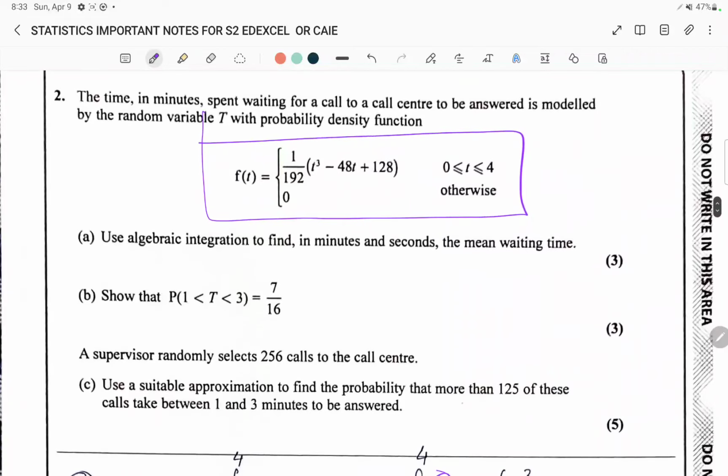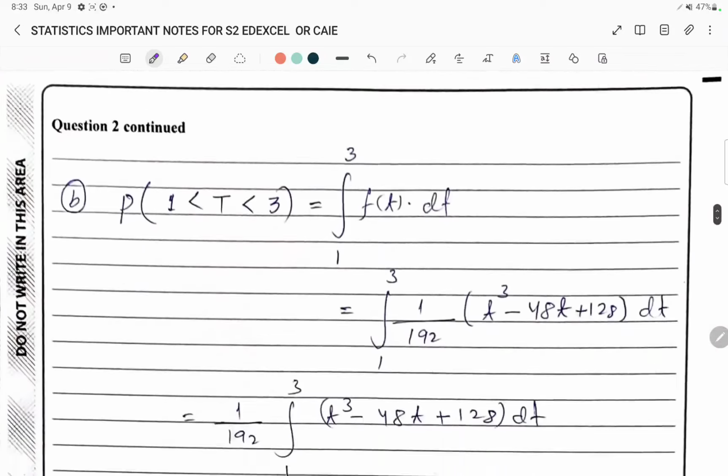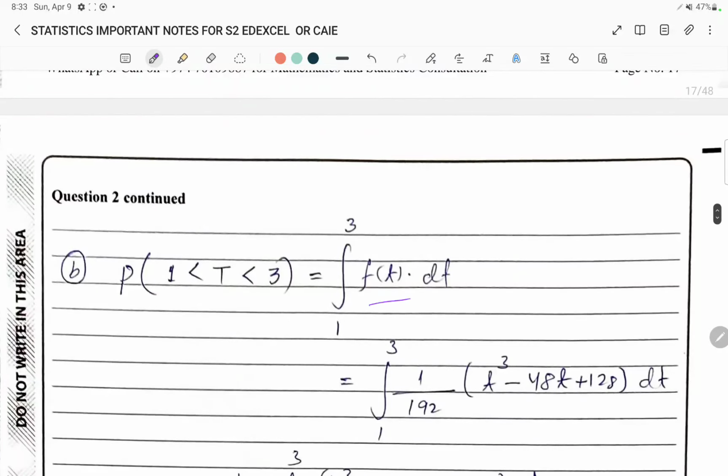Now the next question says, show that the probability of 1 to 3 is 7 over 16. So simply integrate this part between 1 and 3 only. So it's again a simple question. So integrate from 1 to 3 f of t.